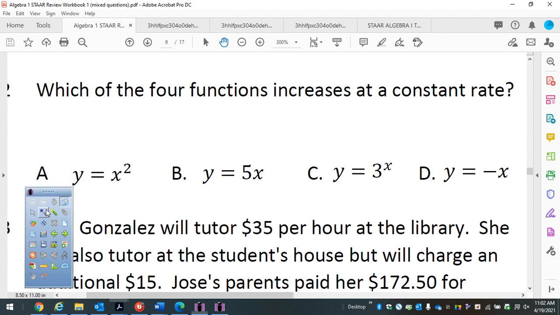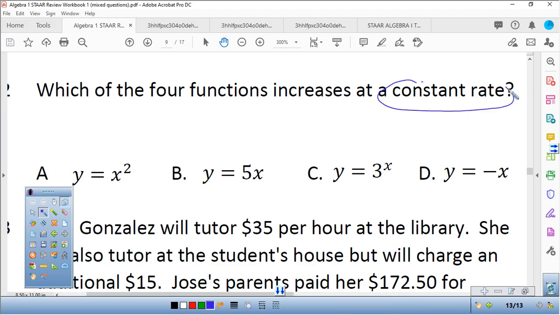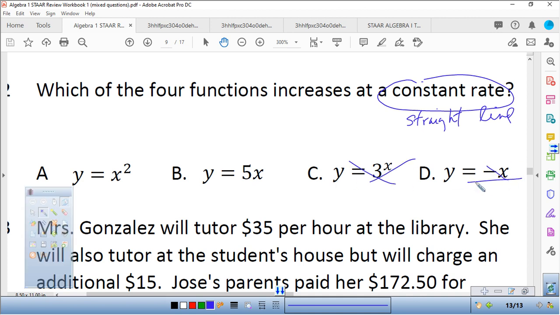Which one of these increases at a constant rate? Okay, so you can graph them all. Constant rate, guys, means a straight line. That's a decrease. That's not a line. Increase, I like it. That one's a quadratic. Does a parabola bit.